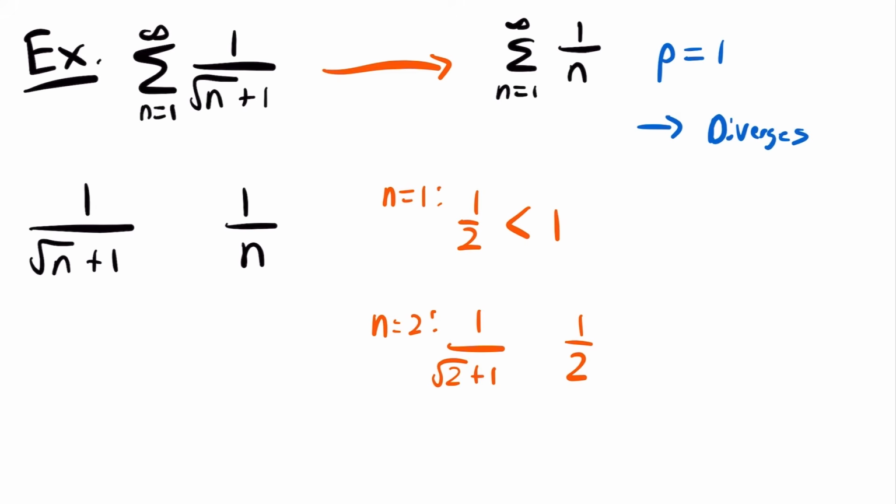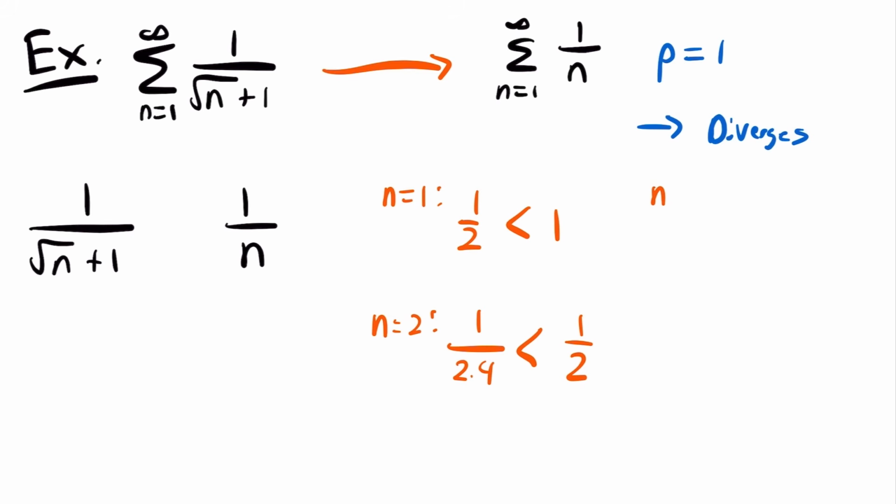Now the square root of 2 is approximately 1.4, and so 1.4 plus 1 would be 2.4, so this denominator is 2.4, and that is a larger denominator than 2 for 1/2, all right? And so this value will be smaller than 1/2. And so for n equals 2, the term of our original series is still smaller than the series we are comparing it to. But now let's look at n equals 3 and n equals 4, and something interesting is going to happen.